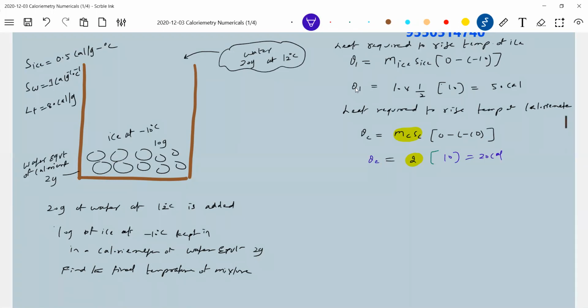So how much is needed? 70 calories. Who should provide this much heat? The water. If the temperature of water falls from 12 to 0 degrees Celsius, tell me how much heat will be available. Roughly we can say specific heat of water is 1. So 20 into 12, 240 calories. But how much is needed? 70 calories. So remaining heat, what will happen?